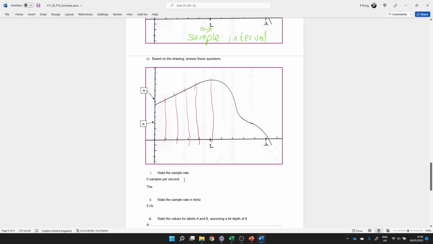The sample interval, which is probably what the question was wanting to ask, is the time between each sample. So that's going to be 1 second divided by 5, which is 0.2 seconds. So I think the question should have said, state the sample interval, which is 0.2 seconds.